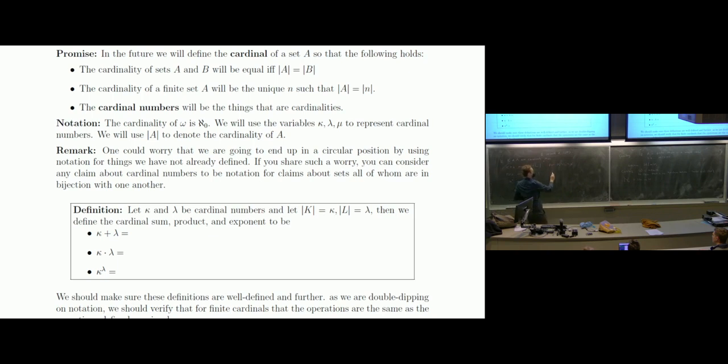Okay, so to show: if the cardinality of K prime is kappa, and the cardinality of L prime is lambda, then we get the same answers.